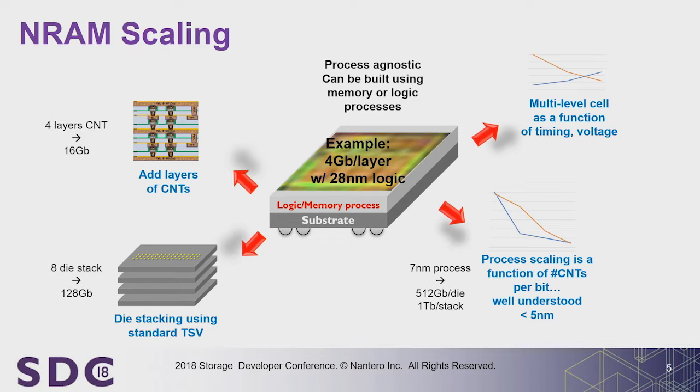process geometries. So we're very, very comfortable that in the DDR5 timeframe, we're expecting that 7 nanometer process will be commonplace. And with that, we'll be at 512 gigabits per die, or a terabit in a stack of memories.